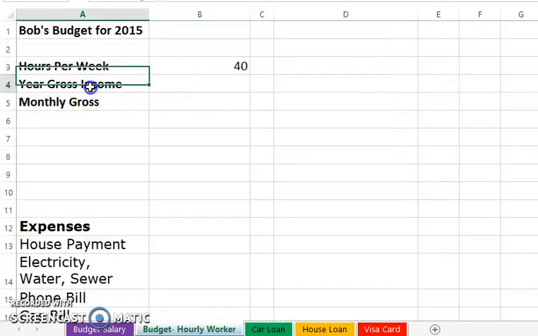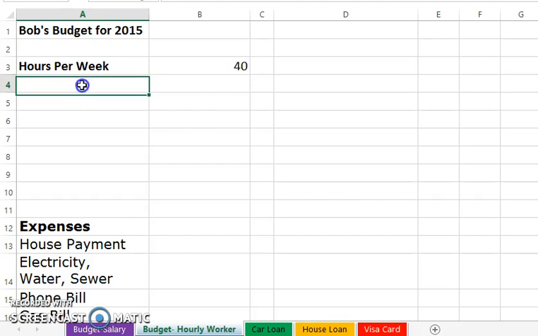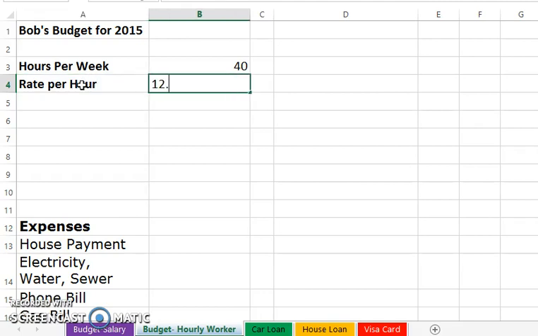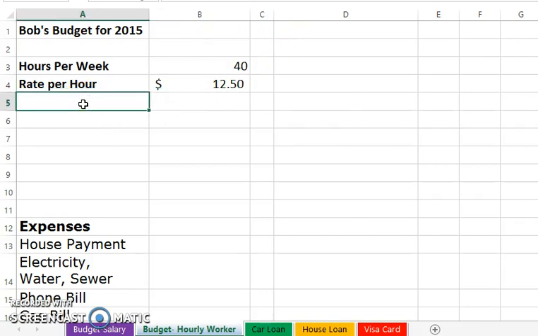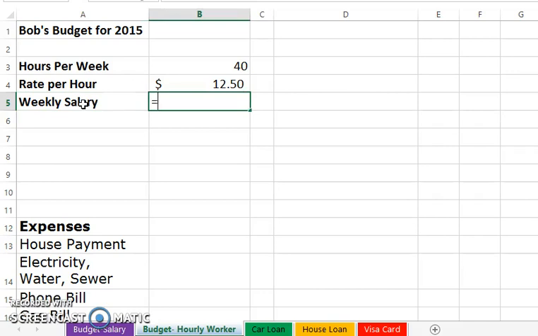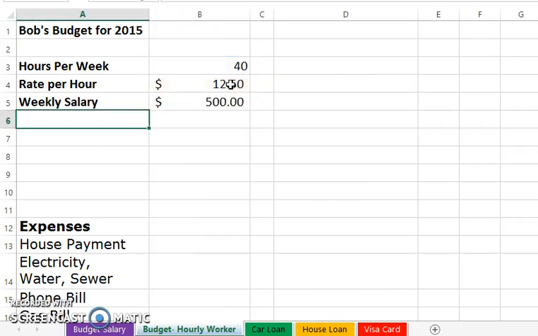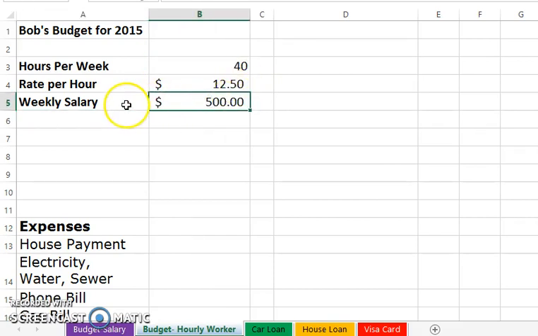So he has 40 hours per week, and then we're going to have rate per hour. And let's say this guy makes $12.50 an hour. It'd be nice to hit the dollar sign up here to get it to $12.50, and you guys know how to do that. The weekly salary is going to be your 40 hours times your $12.50 an hour. So he's going to make $500 weekly.